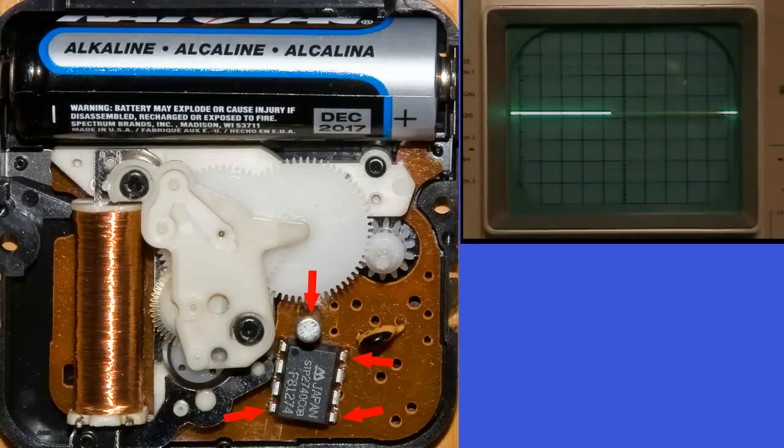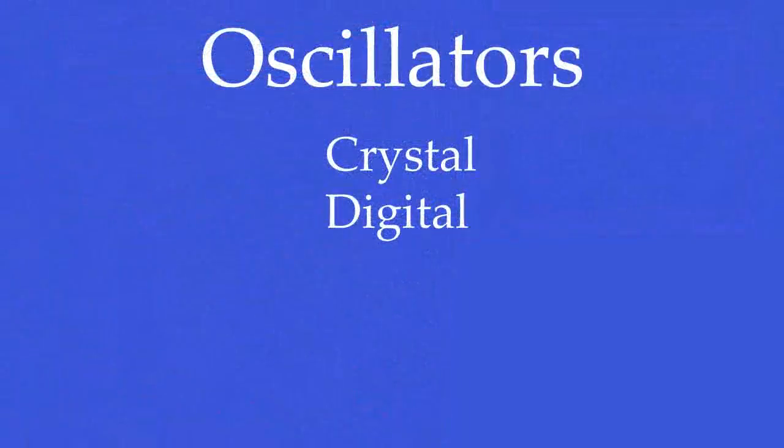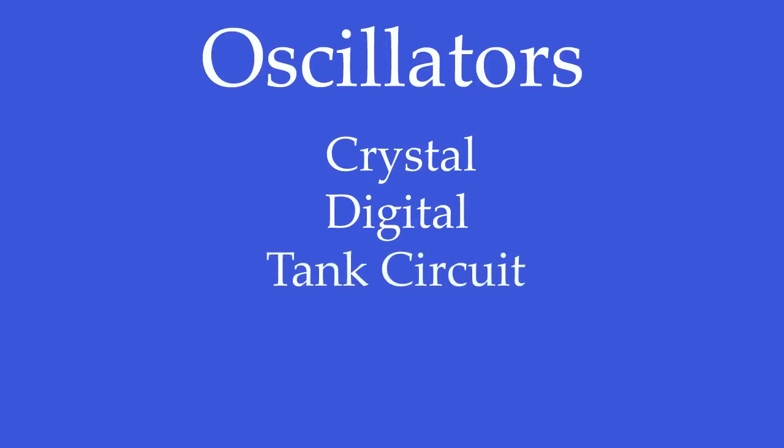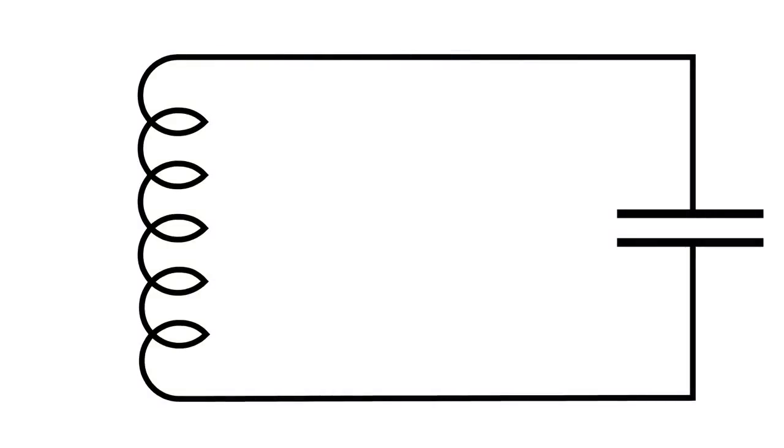But the oscillator that I want to talk about in this video is the tank circuit. It's used in all kinds of places, and of course, most of my radios have tank circuits. I do have a few radios that are crystal controlled, but most of them are controlled by a tuned tank circuit.